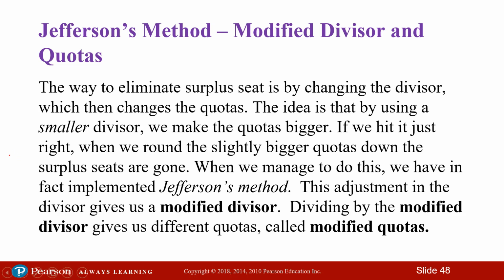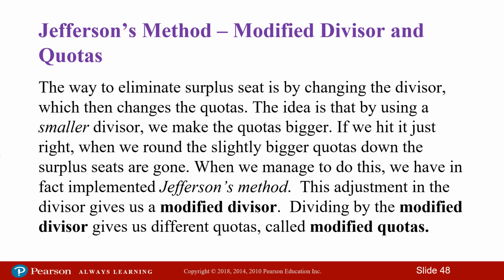Okay, so the way you eliminate surplus seats is by changing your divisor. Ooh. So, question, do we divide by divisor? Yes, but that divisor is going to be kind of funky right now. It also changes the quotas. So the idea is this. You use a smaller divisor, and we get the bigger quotas. If we hit it just right, we should be able to round the slightly bigger quotas down so the surplus seats are gone. Good? So you just get it, and then you slowly start bringing things down.